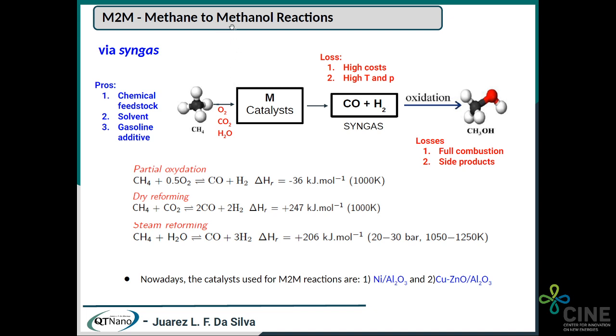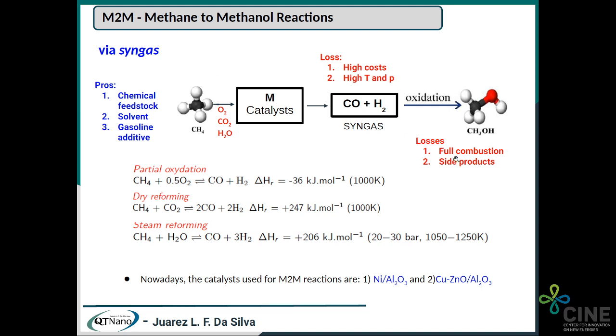Nowadays, methane is converted to methanol via two processes. The first one is an indirect process called syngas, where different sources of oxygen like O2, CO2, and water are used, with different processes: partial oxidation, dry reforming, and steam reforming, over different catalysts. Industrially, in the first step, this reaction occurs on a nickel supported on aluminum catalyst to yield the synthesis gas, which is CO and H2. The second step is the formation of methanol over a copper zinc aluminum catalyst.